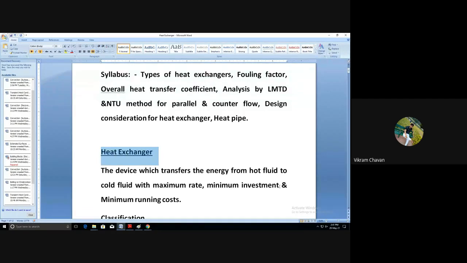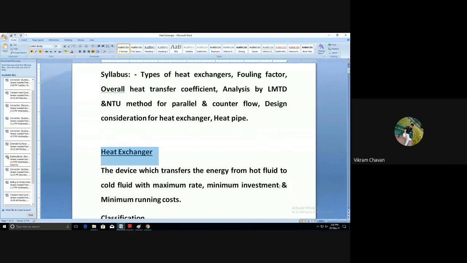The prime function of a heat exchanger is nothing but to exchange the heat from the hot fluid to the cold fluid. Sometimes both the fluids are mixed with each other, and the heat is transferred from the hot fluid to the cold fluid. So in that case, both the hot and cold fluids are the same fluid only.